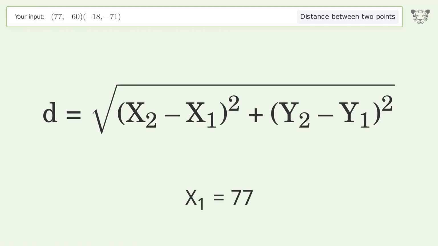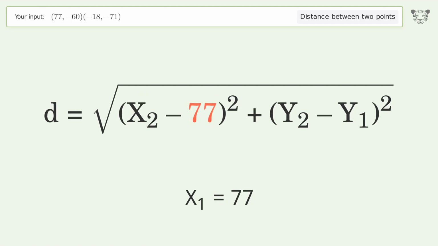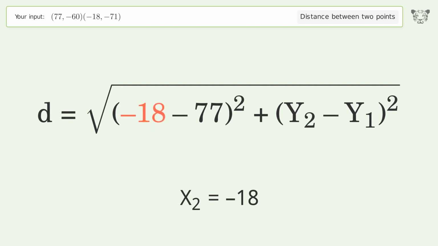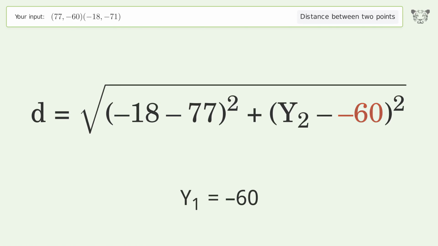x1 equals 77. x2 equals -18. y1 equals -60. y2 equals -71.